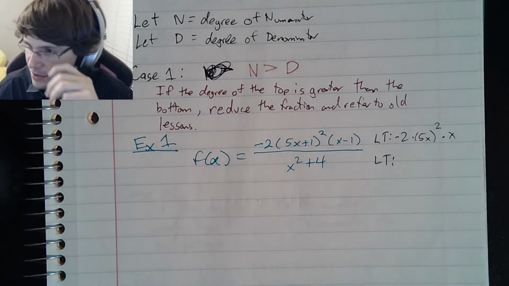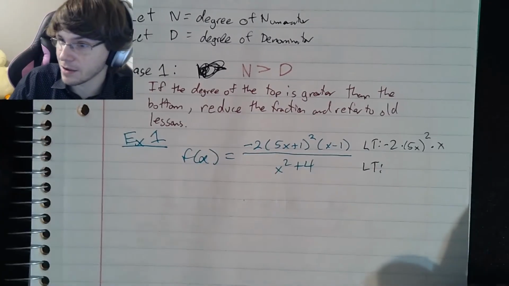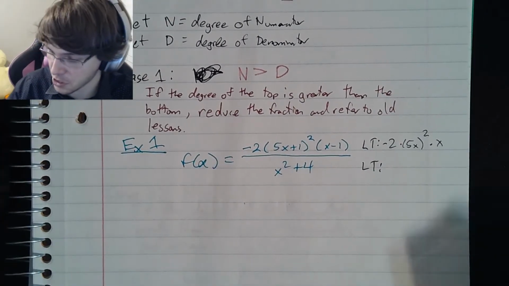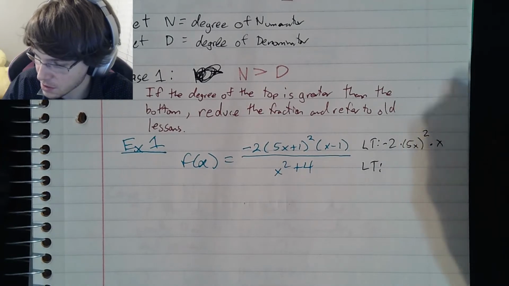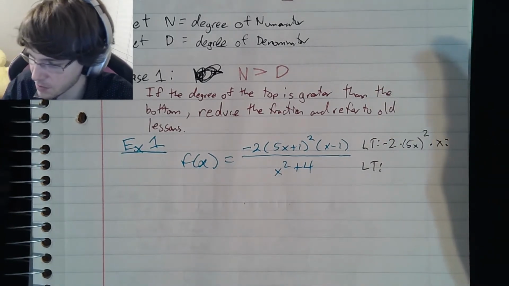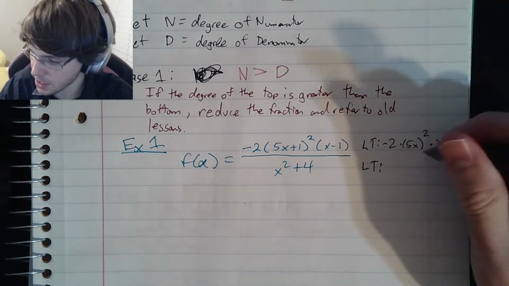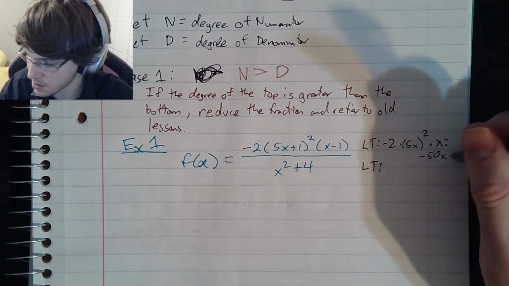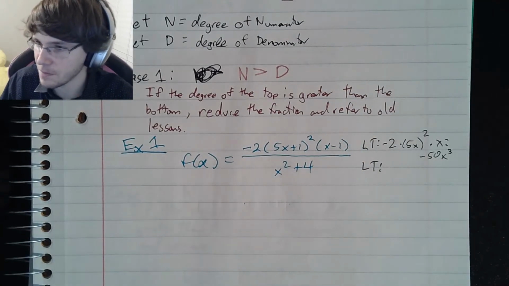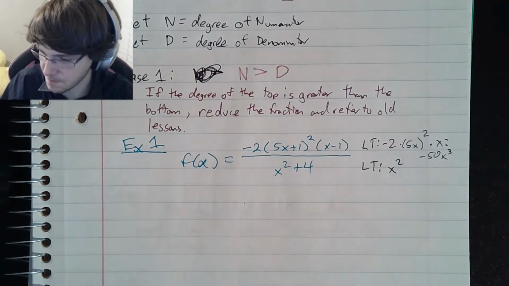I was finding a leading term, it looks like. So I'm finding the leading term of my numerator here, the top function. So that leading term is going to end up being, did I run out of room here? If you multiply this all out, that's going to be a 25x squared, so you get -50x cubed on the top there. And on the bottom, you get just x squared.